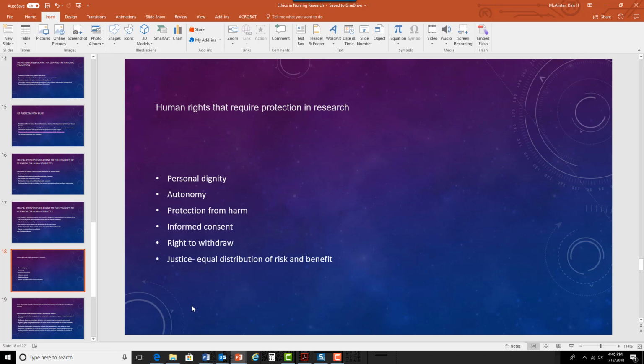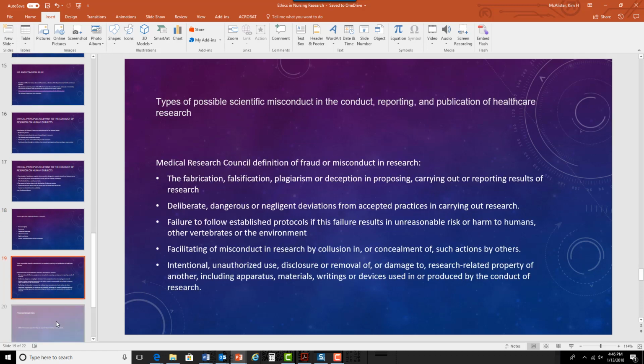So the basic human rights that are always protected in research are personal dignity, autonomy, protection from harm, informed consent, the right to withdraw, justice, which is equal distribution of risk and benefit.